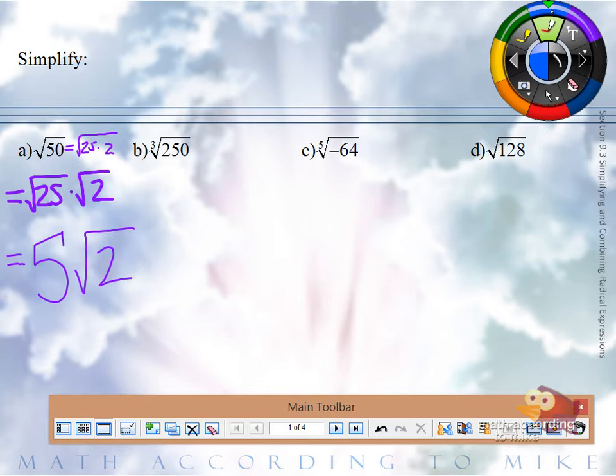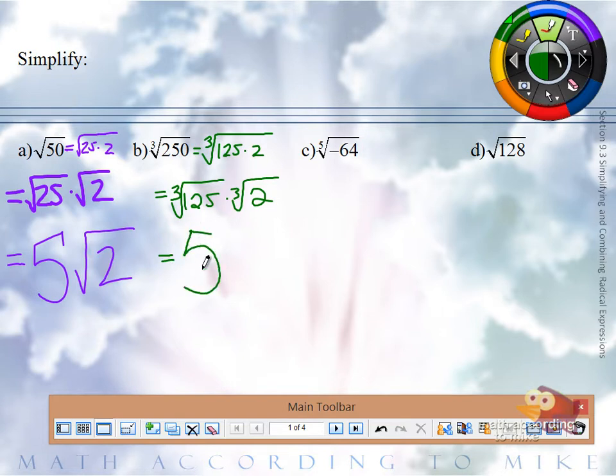So in part B, what is the largest perfect cube that goes into 250? 125. 125 times what is 250? 2. So breaking it up, the cube root of 125 times the cube root of 2. What is the cube root of 125? What is the cube root of 2? Cube root of 2.